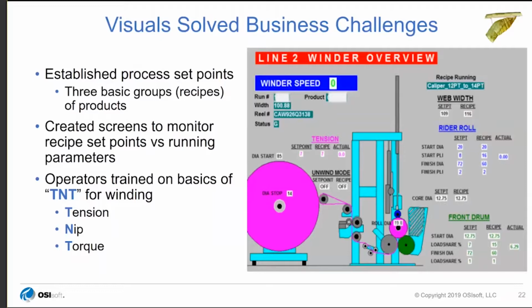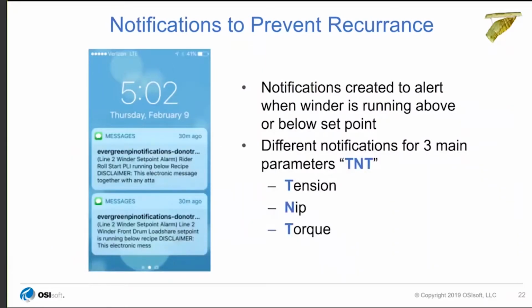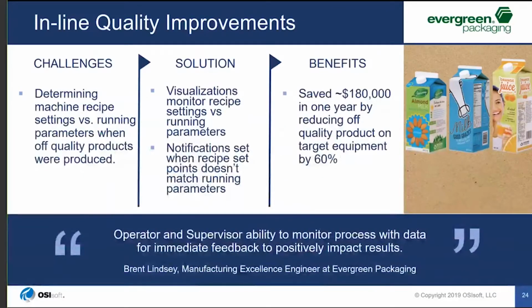To solve the problem, they first created a visualization in front of the operators and the supervisors, showing by product the set points of the machine, the way it was running, and also the recipe information. With this, they would send a notification whenever there was a misalignment between the set points and the recipes, based on tension, nip, and torque. In one year, they were able to save $180,000 on product that was now meeting the quality expectations. They cut off-quality product by 60% in just this one machine.